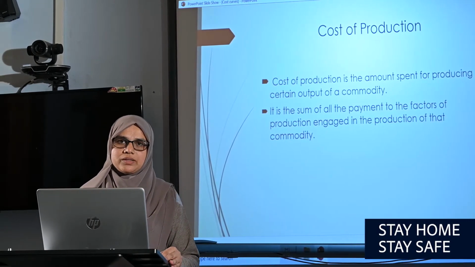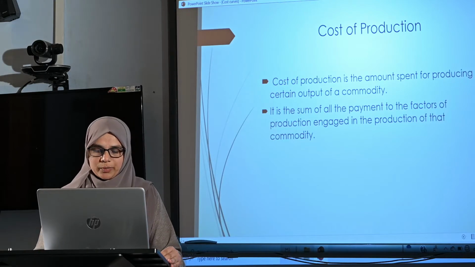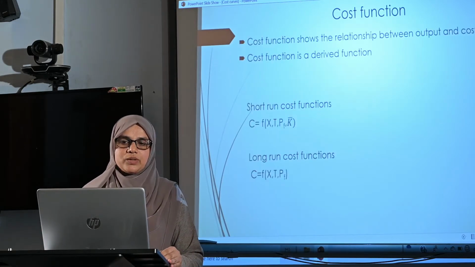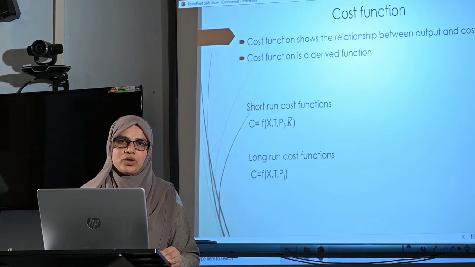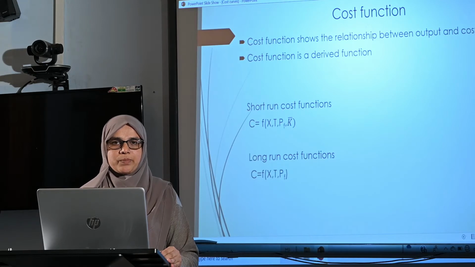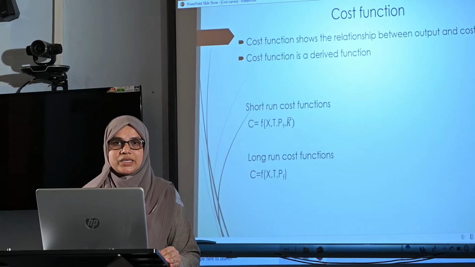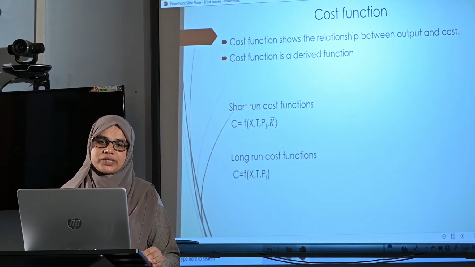To begin with, cost of production is the amount spent for producing certain output of a commodity. It is the sum of all payments to the factors of production engaged in the production process of a particular commodity. Now see cost function. Cost function shows the relationship between output and cost. Cost function is determined by production function and the price it pays for the factors of production. And hence, cost function is a derived function. It is derived from production function.